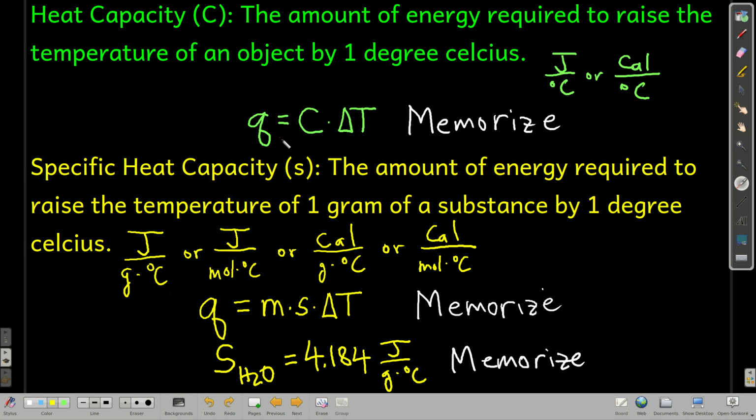Now the units here for heat capacity are just joules over degree Celsius, or maybe calories over degree Celsius. And the formula that you use to calculate how much energy is transferred into or out of an object is Q equals the heat capacity of that object times the change in temperature. Now look, the Q can be negative or positive. C is always positive. Heat capacity and specific heat capacity both always have to be positive. But delta T can be positive or negative. Remember, delta is final minus initial. So delta T is always final minus initial.